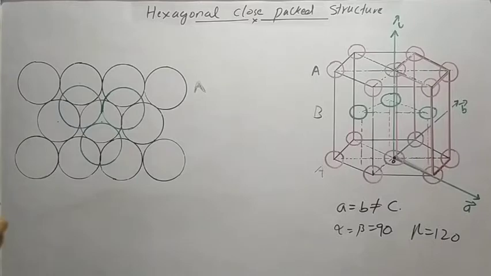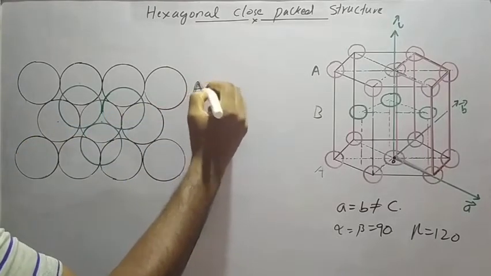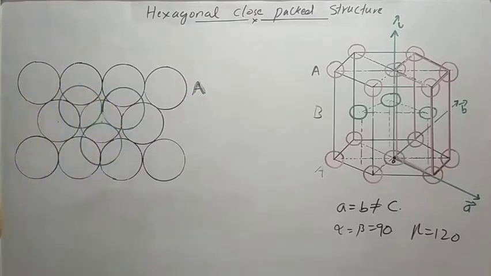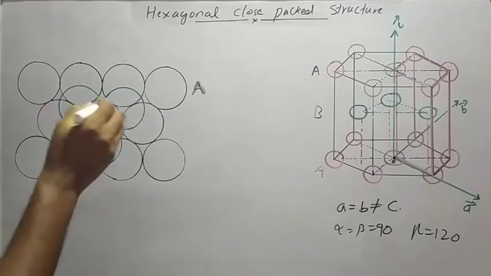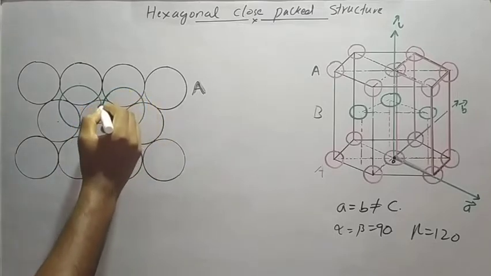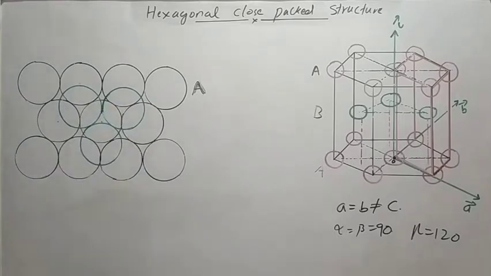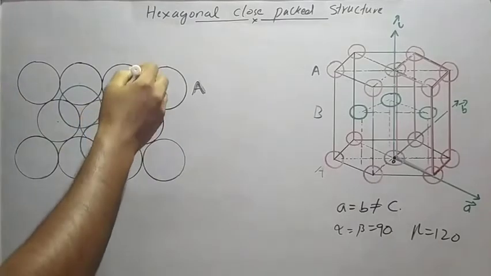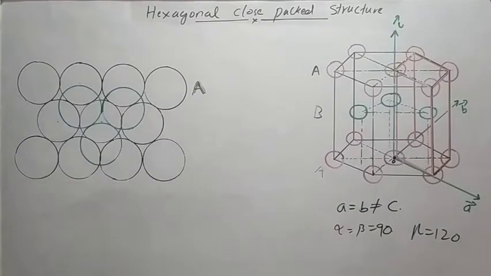This layer is known as A, and a similar layer B I have drawn in this green ink. The similar layer B is placed over the first layer, as each sphere is in contact with 3 other spheres in the first layer. And this green layer is identical and similar to the first layer, and this is also extending up to the end of the crystal.